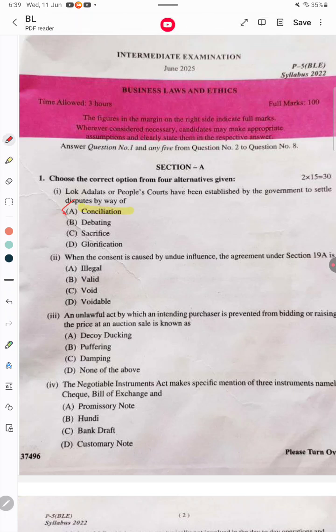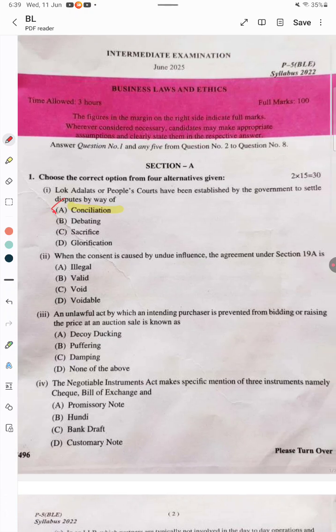And then next: when consent is caused by undue influence, the agreement under section 16 is. We all know what free consent is, where the free consent is not obtained. In case of coercion, undue influence, fraud, mistake, and misrepresentation, the consent is not free. Consent is caused by undue influence. In this case, the agreement under section 19A is voidable. Actually, voidable is the correct answer.